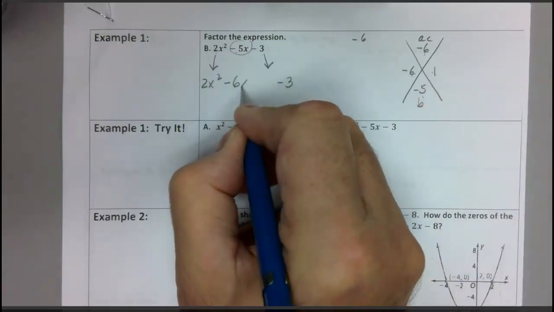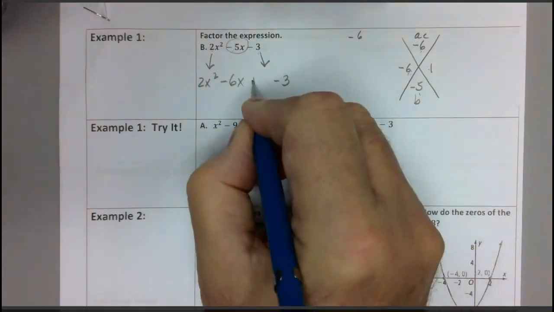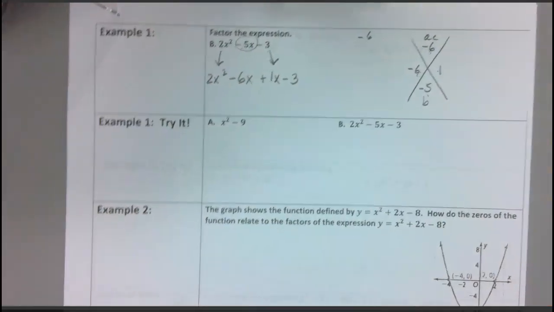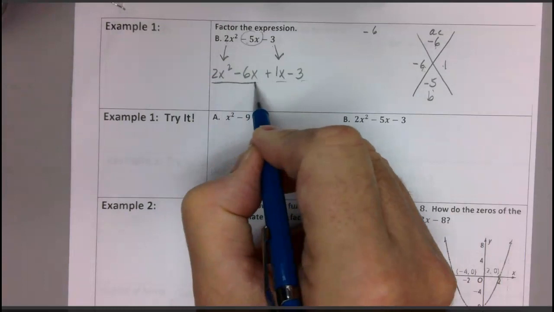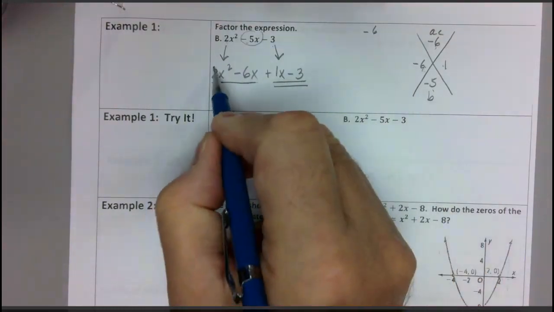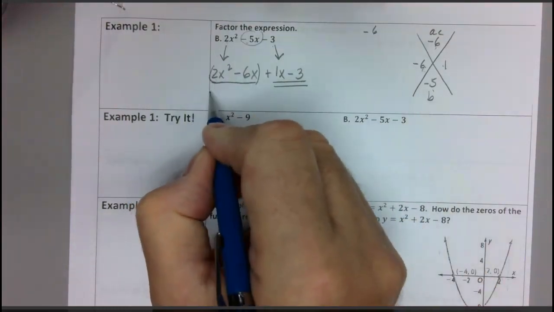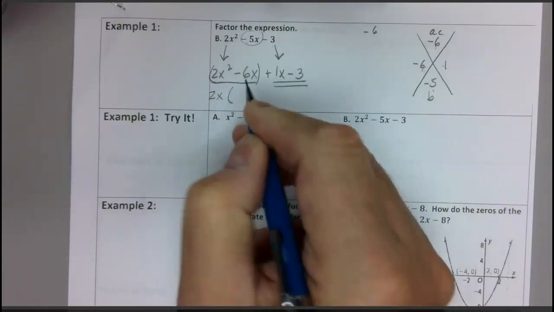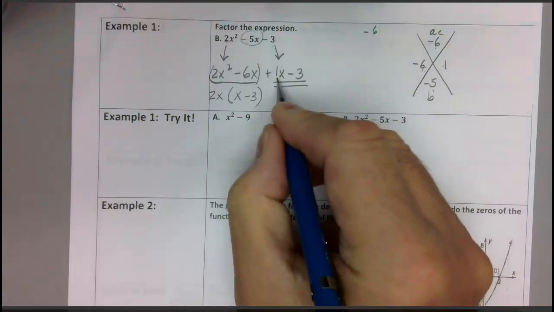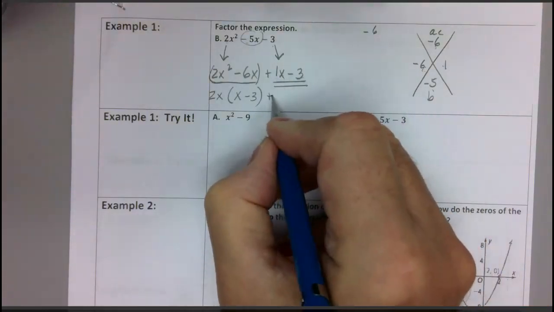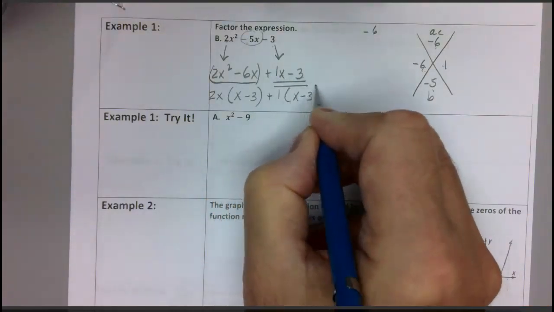So it would be negative 6x plus 1x. And now I've got 1, 2, 3, 4 terms. So I'm going to group these two together and these two together. When I group these two together, I factor out the GCF, which is 2x, which leaves me x minus 3. And then this one here, the only factor they share is a 1, so I still factor it out.